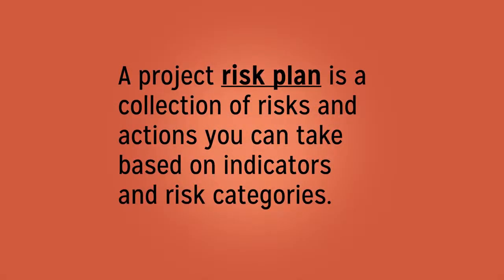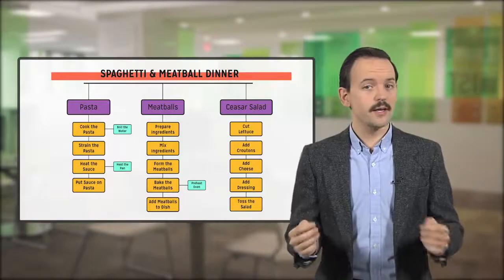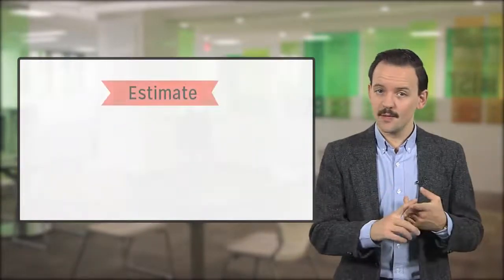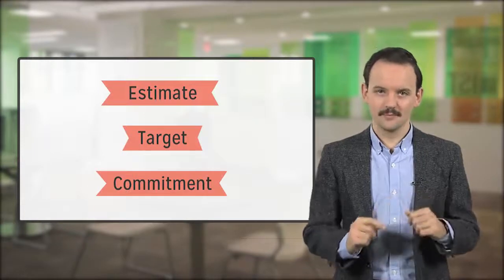There you have it. A project risk plan is a collection of risks and actions you can take based on indicators and risk categories. And that concludes this lesson and this course. Let's do a quick recap of what we covered. In the first module, Morgan introduced the concept of planning. She described work breakdown structures, uncertainty space, and defined the terms estimate, target, and commitment.